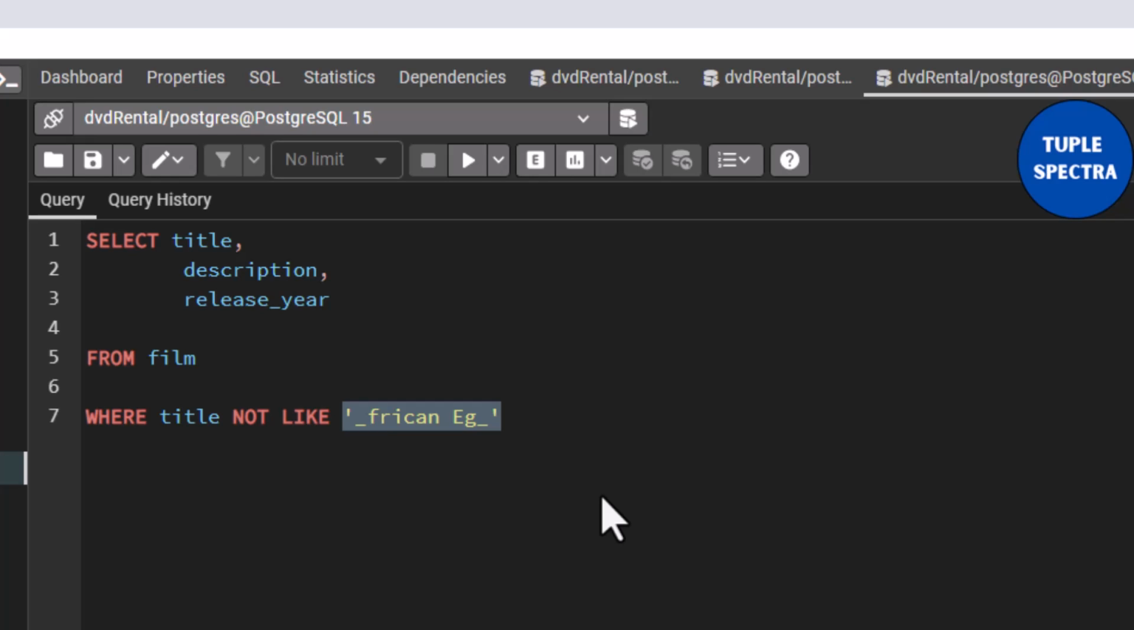So in this video, I've been able to explain to you how to use the operator called like, how to use the operator called ILIKE, and also how to use the operator called not like. I hope you understand that right now.